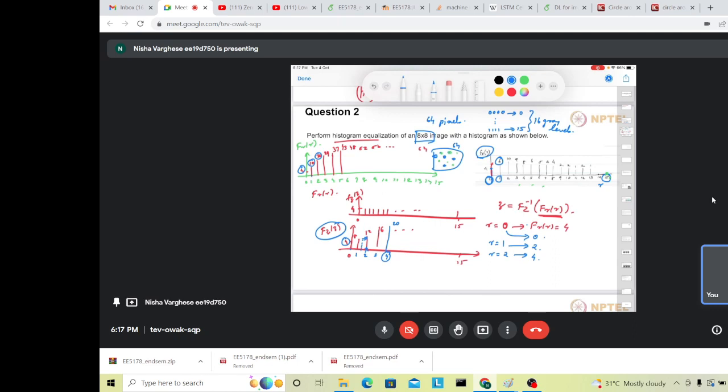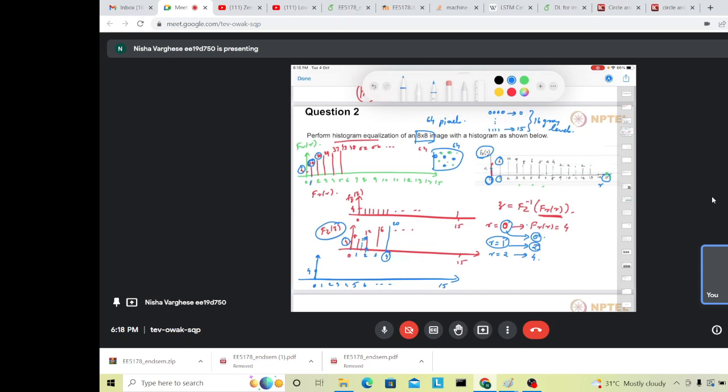So the output histogram will look like this: 0, 1, 2, 3, 4, 5, 6, etc., up to 15. In the input, pixel 0 stays 0 in the output. So at 0 we will have 4 itself. Then the input pixel was 1, but the output pixel intensity is 2. So there is no color 1, there is only 2. So that output pixel occurs 10 times, right? Because in the input image 1 occurs 10 times. So 2 occurs 10 times.